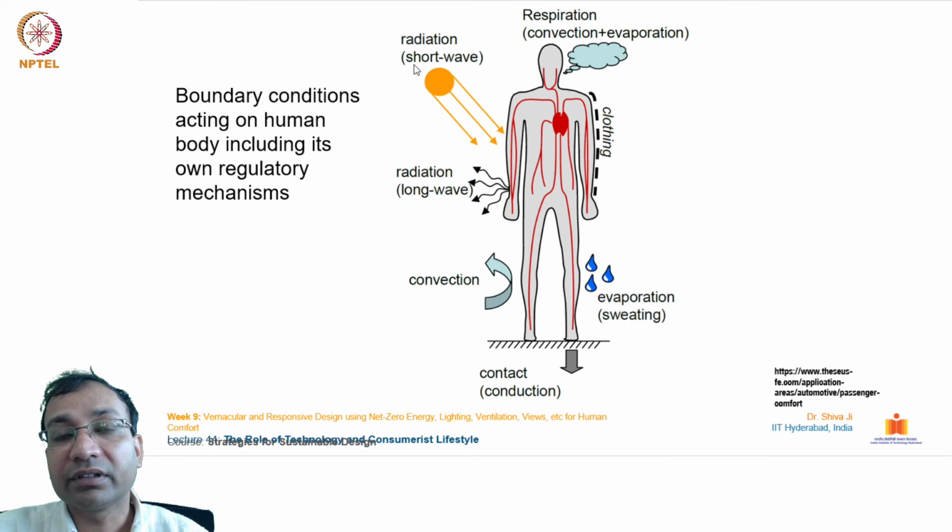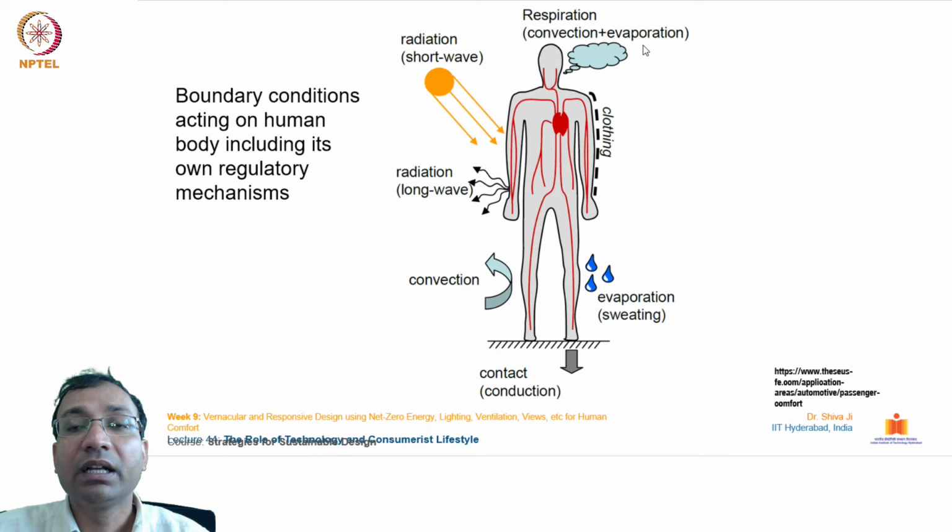So we have the sun as a major source of radiation and heat for us. It emits short wave radiation which is received by our body, at the same time we keep radiating some heat from our bodies, and in turn we have respiration with convection and evaporation at the same time. Evaporation is a phenomenon like sweating, you can understand easily.